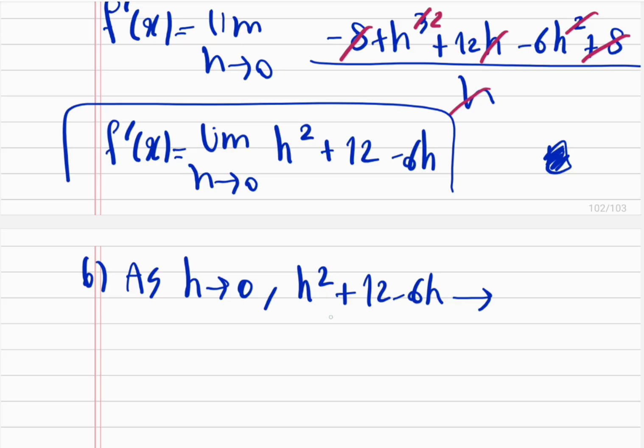Okay, so as h tends to 0, the term h squared becomes 0, because it becomes extremely small, so it loses its effect. And then 12 doesn't change because h doesn't affect 12, and minus 6h also gets very, very small and close to 0. So it tends to 12. Therefore, the value of g, or the gradient, is 12.